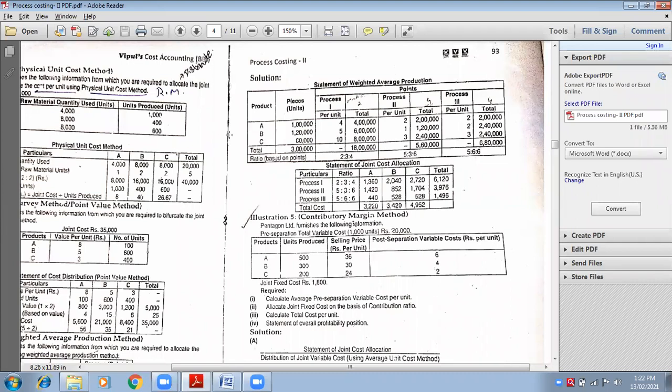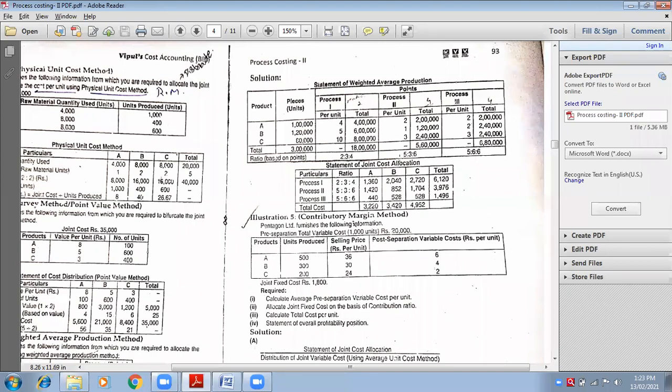Now we need to do it according to the weighted average method. So we need to take out the ratio of the weights. How we will do it, I'll tell you. See, first of all, how many columns are to be made? Products, pieces, and 3 processes. Products A, B, C, number of units, which are given, we have to copy down, and process 1, per unit and amount, process 2, per unit and amount, and process 3, per unit and amount. This is how we need to make the columns.